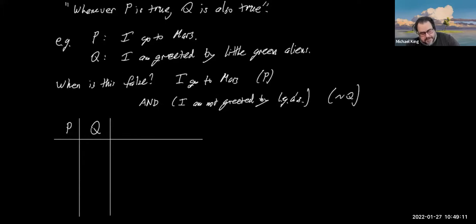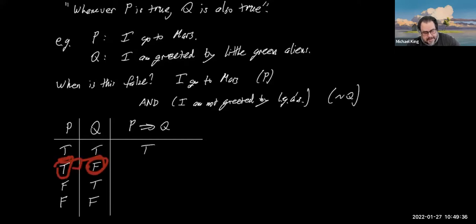Or think about the context of this example. So again, we have our 4 possibilities: true, true, false, false, true, false, true, false. If it's true I go to Mars, and it's true I'm greeted by little green aliens, then this is true, right? If I go to Mars and I'm not greeted by little green aliens, that's exactly the case when we said it's false.